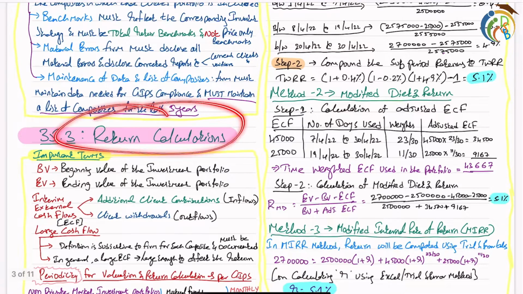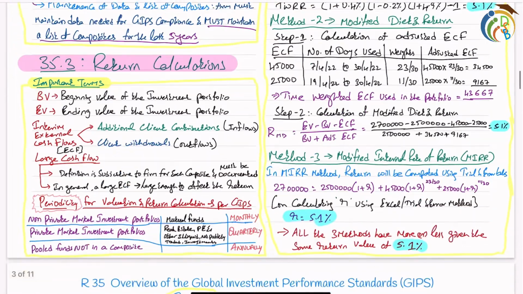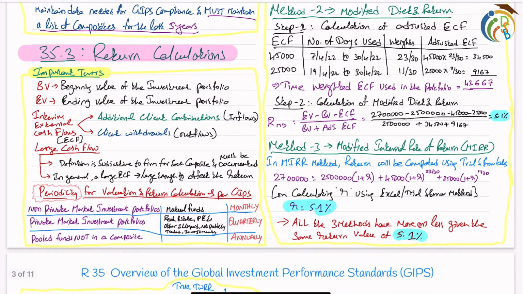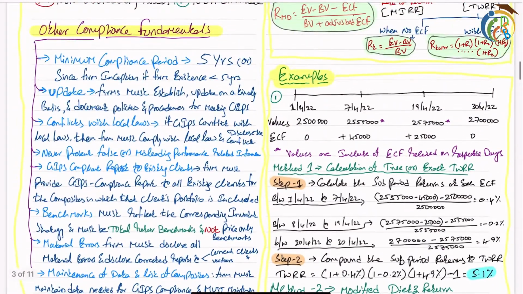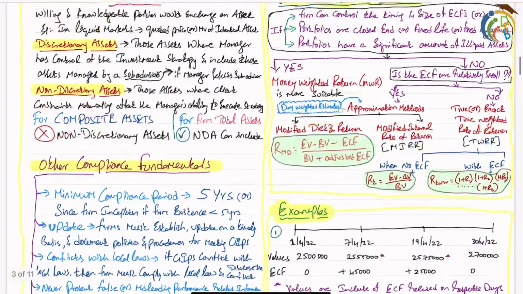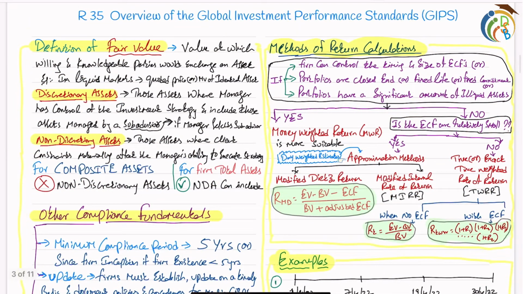And this is the most important, the return calculation, how the performance is actually calculated. The most common one is the ending value minus beginning value, divided by beginning value. However, in case of cash flows, when there are internal cash flows and external cash flows, how they need to be treated.